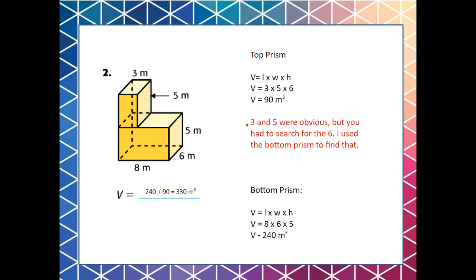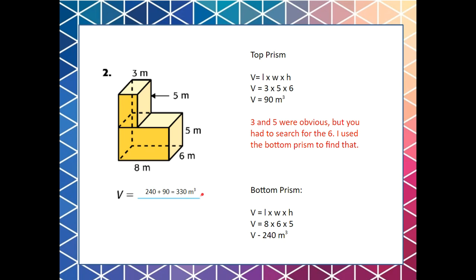So I said 3 and 5 were obvious, but you had to search for the 6. I used the bottom prism to find that. Then we'll do the bottom prism. I can see all 3 dimensions, length, width, height. So I'm just going to do 8 times 6 times 5, and that's 240. And then finally what you do is you add them together.